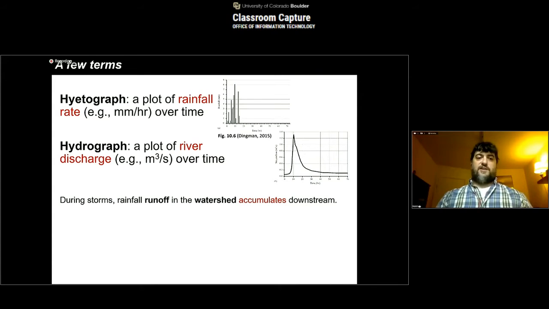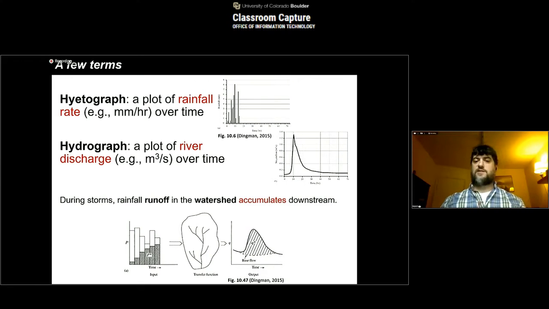This is an important thing. So during storms, we look at hydrographs. What we're looking at is local rainfall rates. And what we really want to know is how those local rainfall rates transform into runoff, that's the hydrology of the system, in a watershed that accumulates water downstream. You can think of this in a very simplistic way.